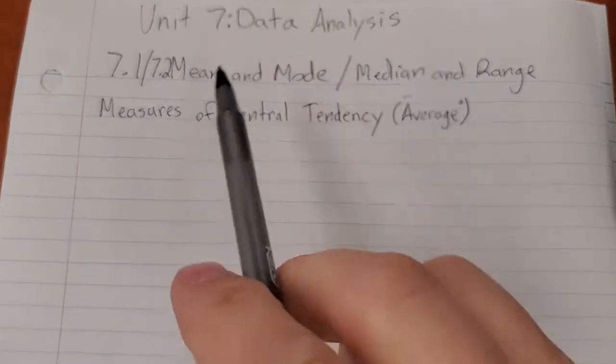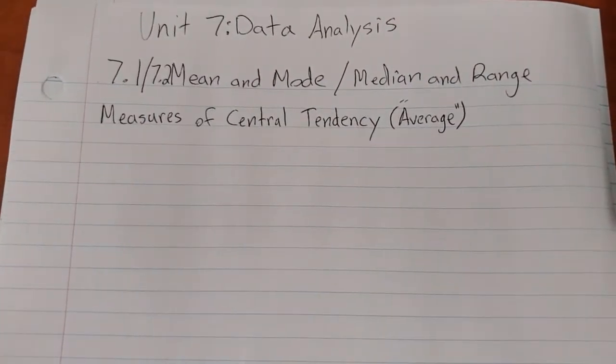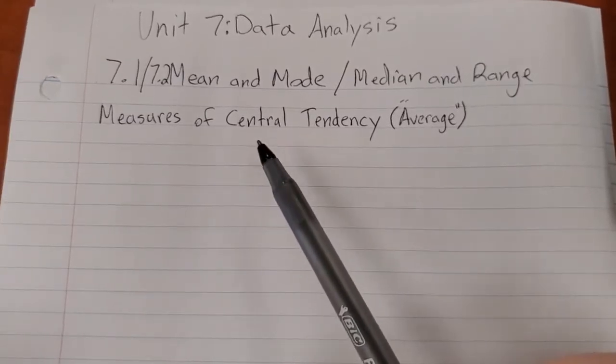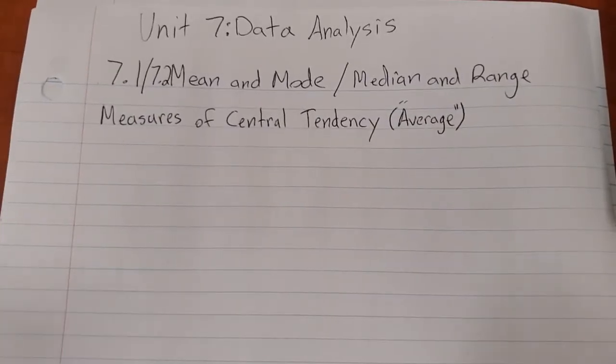So the three that start with M, mean, mode, and median, they are known as measures of central tendency. We often call this the average. So you might have heard of average.